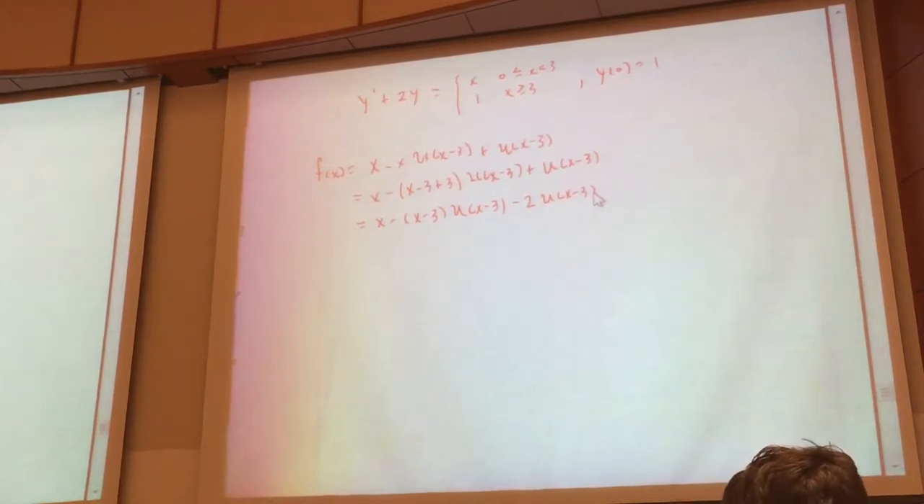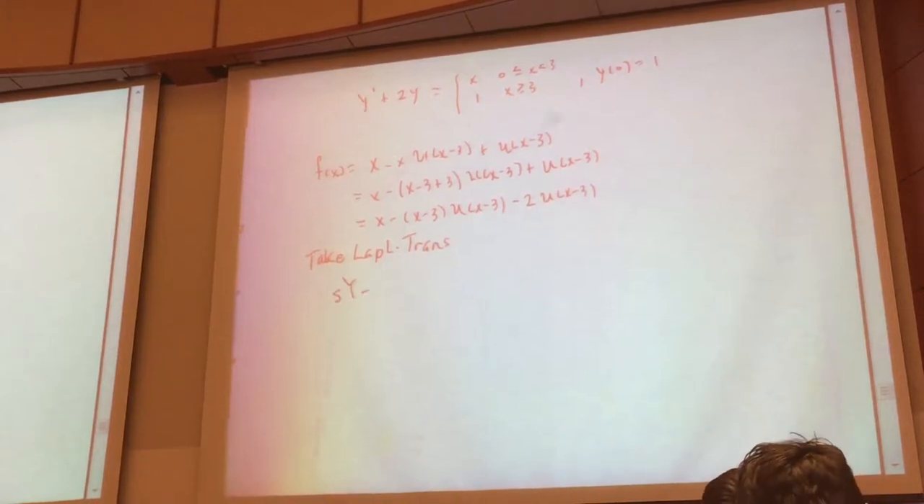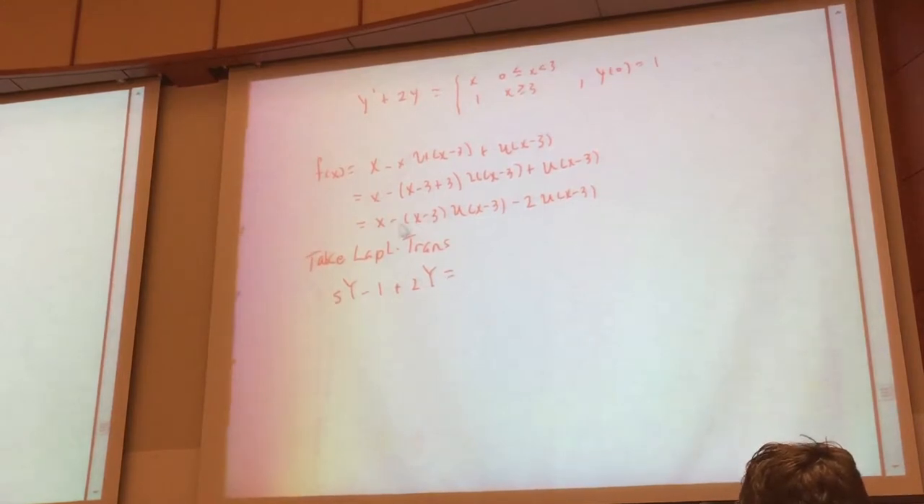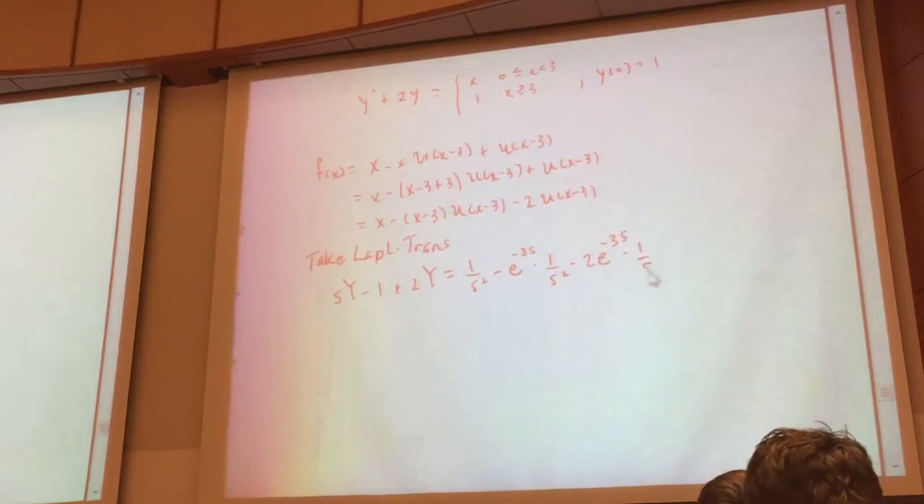Now I'm ready to take the Laplace transform of my initial value problem. Laplace transform of y prime is sY minus y at 0, which is 1, plus 2Y is equal to the Laplace transform of x, 1 over s squared, minus e to the minus 3s times the Laplace transform of x. Remember, this is x translated to 3, but it's the Laplace transform of x that we write here. So that's that term, minus 2 e to the minus 3s, the Laplace transform of 1 is 1 over s. Okay? There's a Laplace transform.